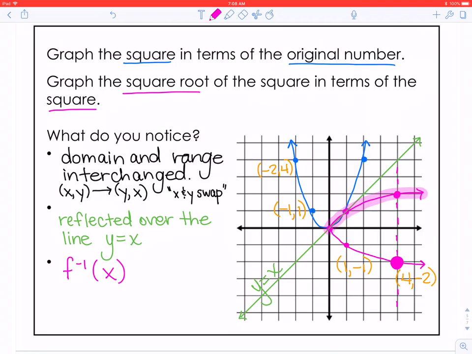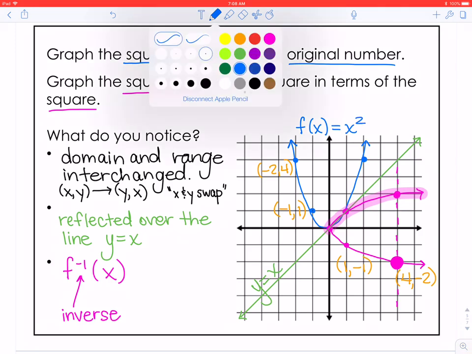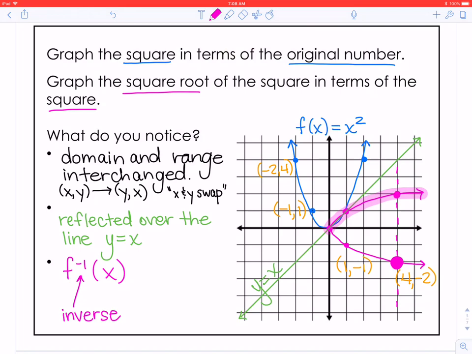our quadratic. Now remember, we use this to the negative 1 to represent our inverse. So our original is f of x equals x squared. We're going to restrict our domain so that we are only looking at the principal square root. So the inverse of f is going to be the square root of x, just the positive square root of x. If we included plus or minus, we would have the top and the bottom.